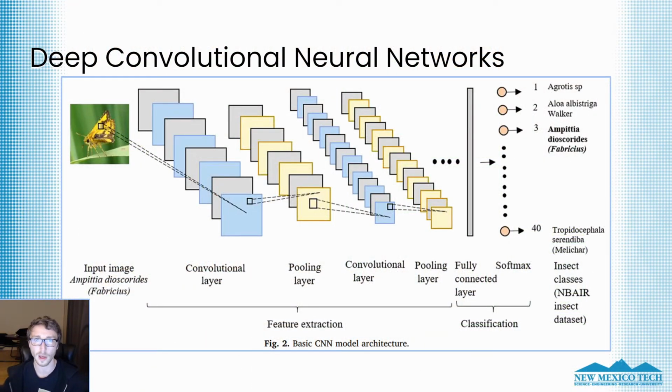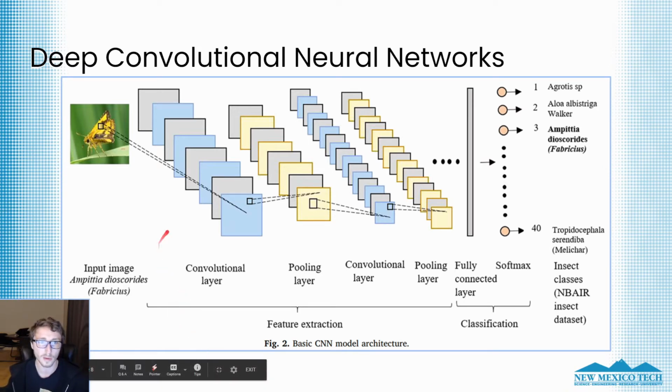So what is a deep convolutional neural network? Well, convolutional neural networks are extremely good for automatic feature extraction. The creator of the model does not need to define all the features themselves. It's extremely good for image processing and then classifying these images. The main parts of it are different layers.